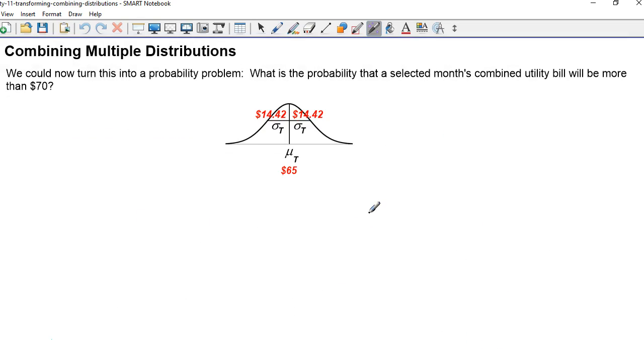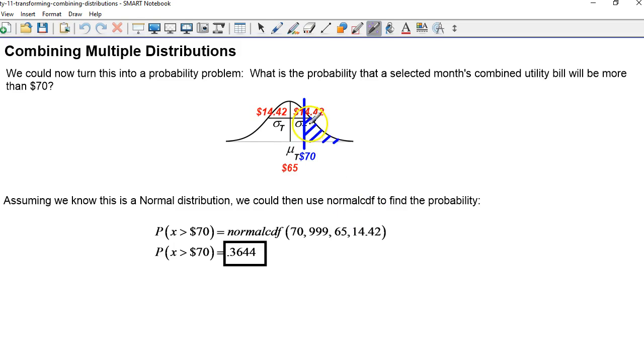Okay, so we could now, for example, turn this into a probability problem. We might ask, what's the probability that a selected month's combined utility bill will be more than $70? So we could go ahead and put a boundary at $70, shade the area that's more than that, and then use a normal CDF function to compute the probability. It would be the normal CDF from 70 to positive infinity with a mean of 65 and a standard deviation of 14.42. That turns out to be 36.44%.